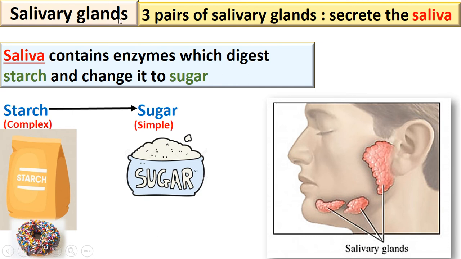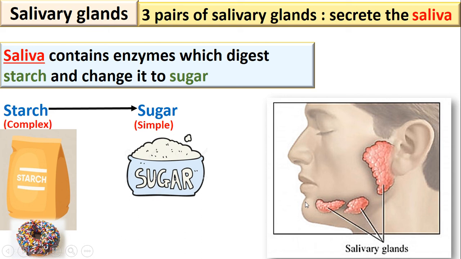And part number 3 of your mouth is the salivary glands. We have 3 pairs of salivary glands in our mouth. What's the meaning of 3 pairs? 3 pairs means 3 couples, and that means that we have 3 glands on the right side of our face, and another 3 glands on the left side of our face. So we have 3 pairs of salivary glands, 3 on the right side and 3 on the left side.